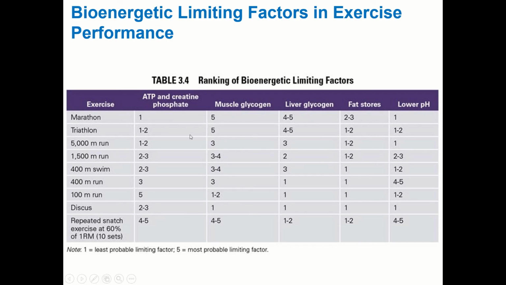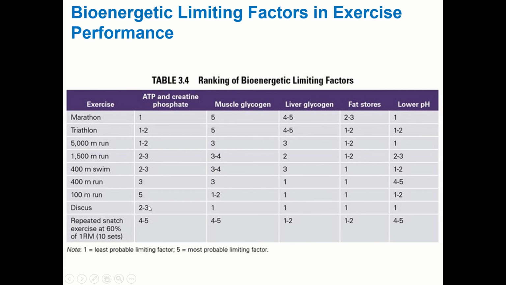Limiting factors related to bioenergetics. For a marathon, if you're running 26 miles, again, the way they do this is weird. Number 5 is the most probable limiting factor, not 1. It seems like it'd be 1, but it's not. Anyway, for a marathon, muscle glycogen is the primary limiting factor. ATP phosphocreatine stores don't really play into it.